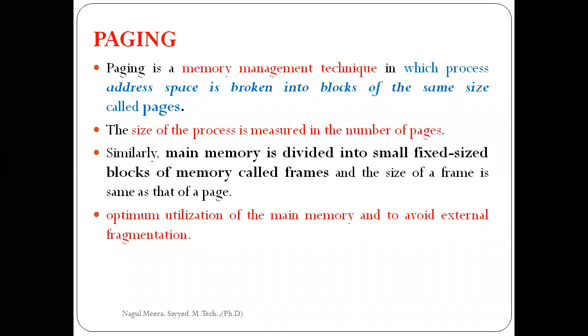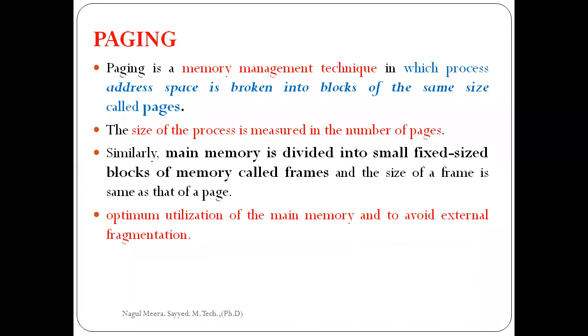Similarly, the main memory is divided into small fixed-size blocks of memory called frames, and these frames are equal in size to the pages. With the help of paging, we are optimizing the main memory and avoiding external fragmentation. Let us discuss how external fragmentation is overcome.